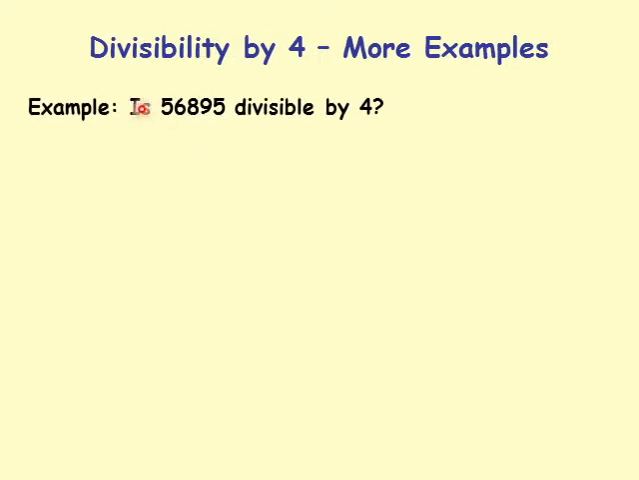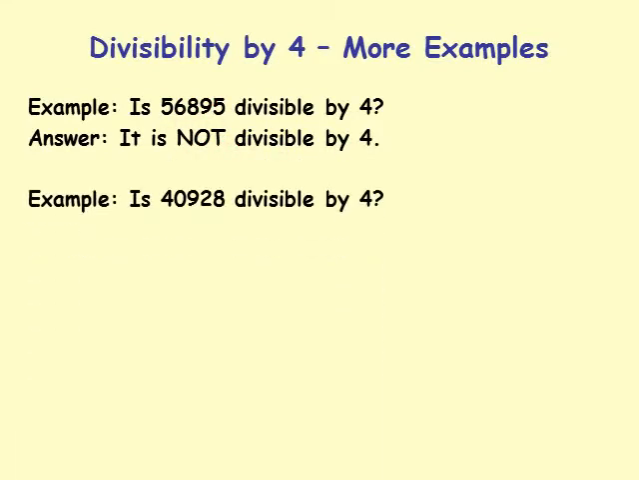Continue. The example is 56895, is it divisible by 4? 56895 is not even divisible by 2, so it's not divisible by 4. Is 40928 divisible by 4? So we go through the steps.